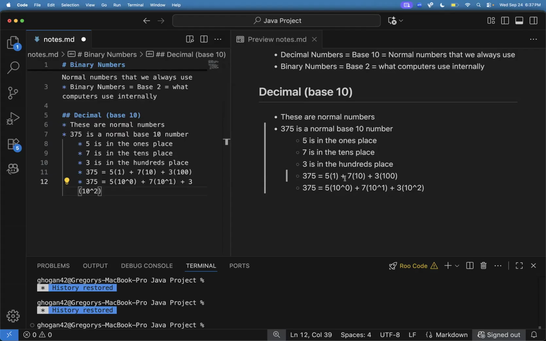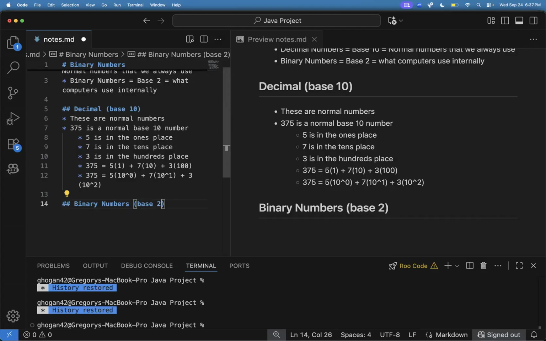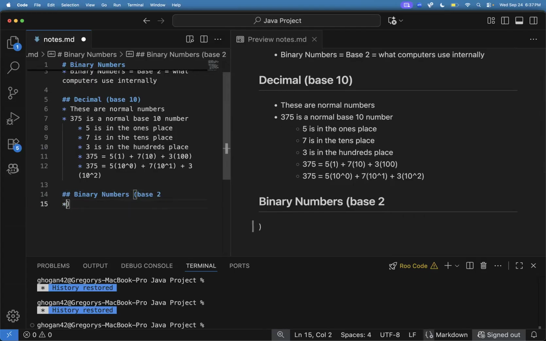That's a short explanation of what it means to be a decimal number. Every digit has a place, like the ones place, tens place, hundreds place, and they mean something. If we have to come back up here and type more in decimal later, we will. But let's see what this would mean for binary numbers, which are base 2. These are our computer numbers.